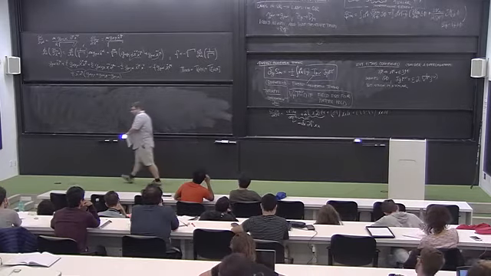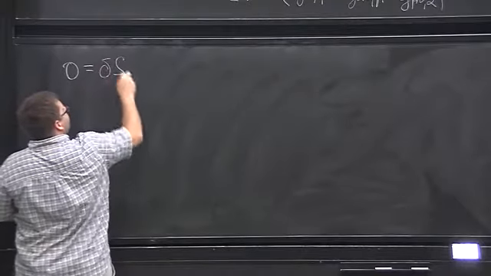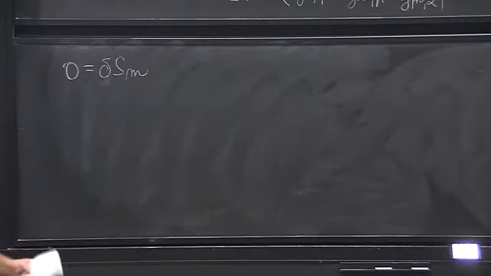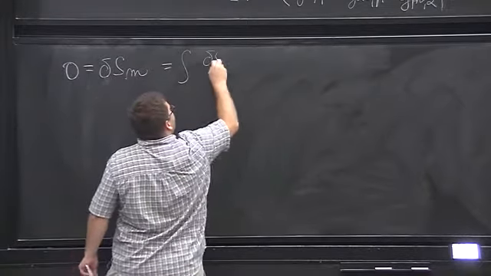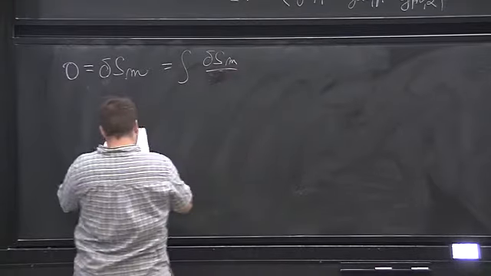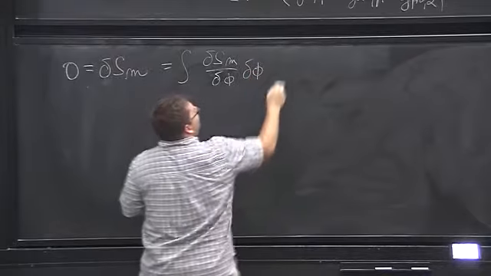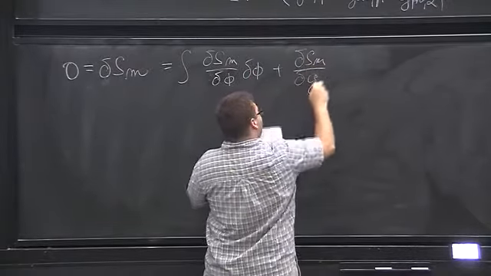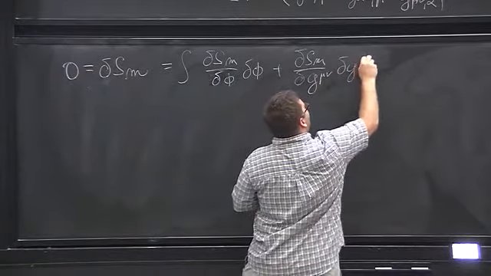All right, so the action is a scalar, so it doesn't change under coordinate transformation. So this must be true: the variation of the action is 0. But what is the variation of the action? Well, it's the variation of the action with respect to phi, delta phi, plus the variation of the action with respect to g mu nu and delta g mu nu.